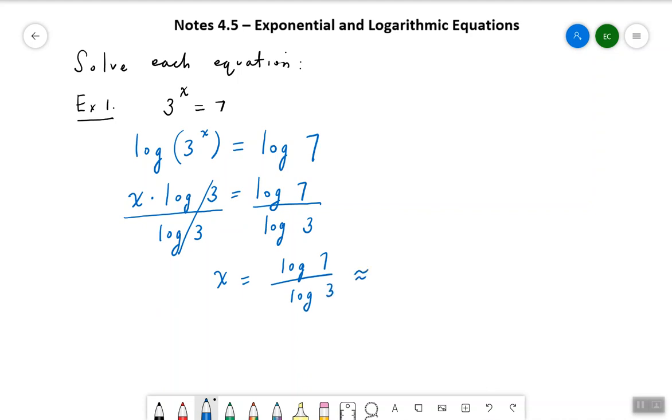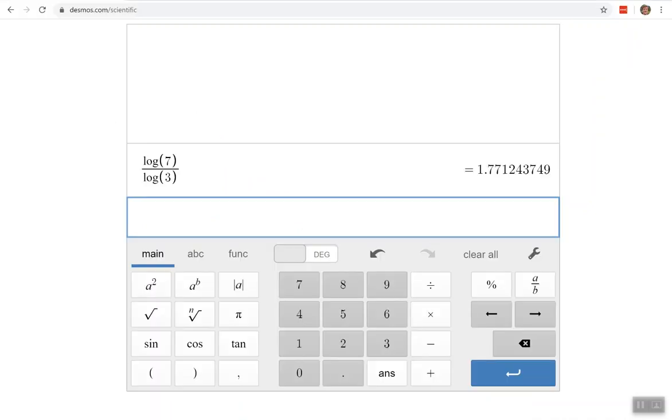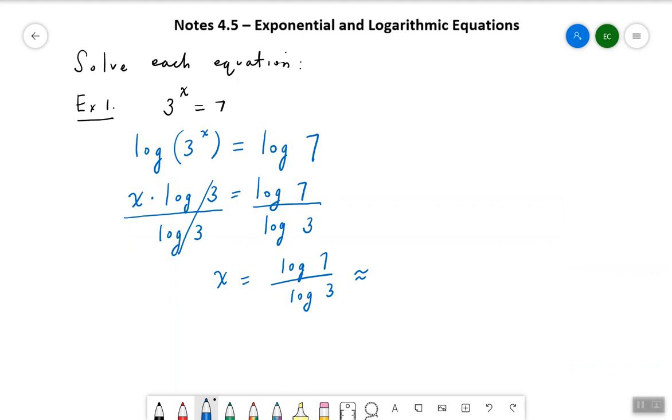And that gives us an exact answer, and then we can put it in the calculator and get a decimal approximation. So I've already typed it in. It's log of 7 divided by log of 3. If we round to 3 decimal places, we get 1.771. So let's write in our answer, 1.771.